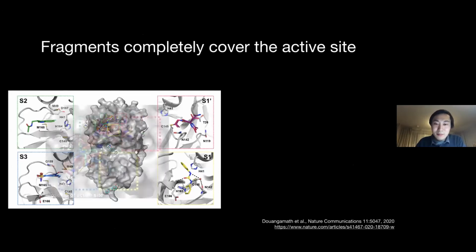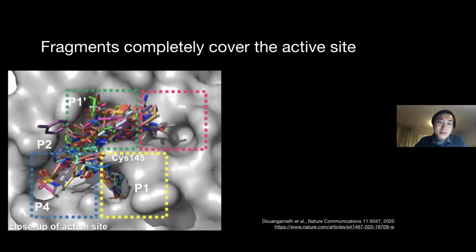Here is a snapshot of a zoomed in view of the active site and the fragments that decorated the active site, showing the different regions of the active site, the different pockets in the canonical nomenclature: the P1 prime, P2, P4, and P1. The yellow box shows the region where the catalytic cysteine residue, a residue primed for a covalent mechanism, is densely populated by fragments. And that seems like a treasure trove if one were to think about developing something out of that, because there seems to be a lot of opportunity for fragment expansion and fragment merging.